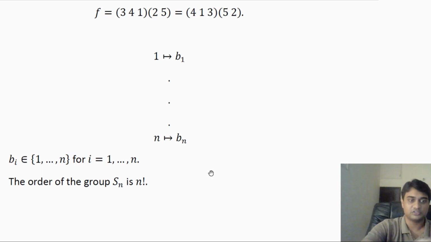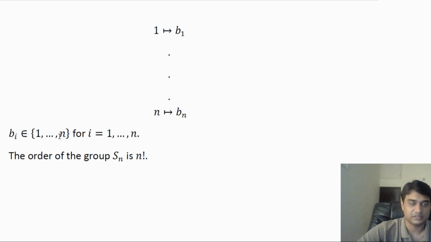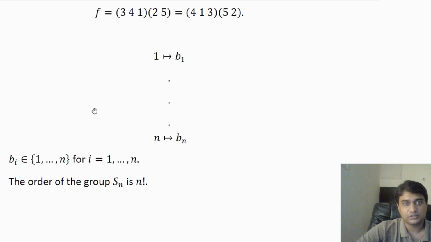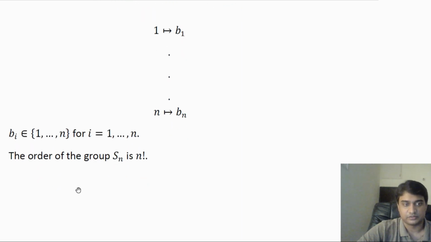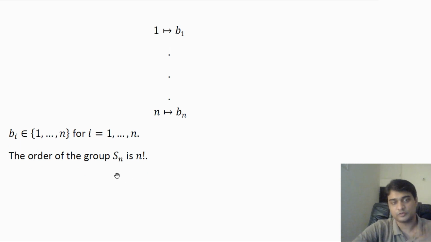So it exhausts all the possible elements of this set of indices, and it's just a different arrangement of them. So how many different arrangements of the numbers from 1 to n are there? The answer is very simple. There are n factorial such arrangements. So these are n objects, and there are n factorial different arrangements of these objects. Therefore, the number of elements of Sn, the number of permutations of a group of these indices, is n factorial. So the order of the group Sn is n factorial.